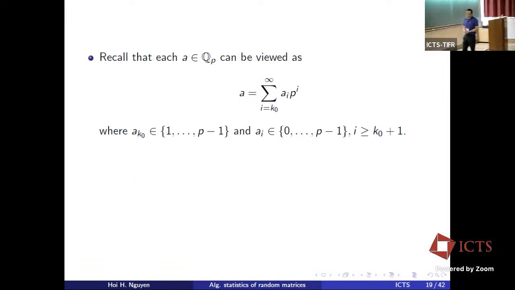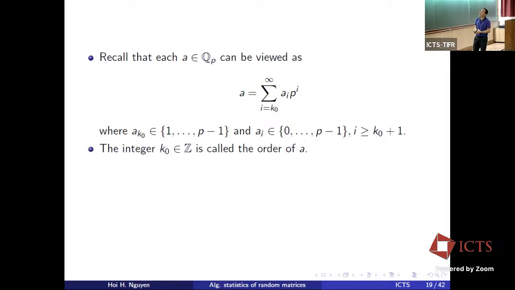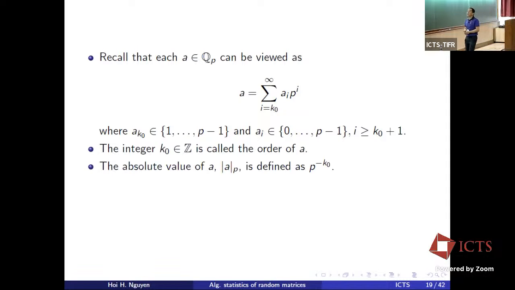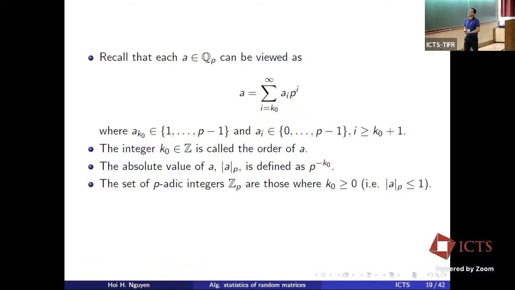Okay, so for the p-adic numbers, everything can be written as a power series in p, right? The coefficients are numbers from 0 to p minus 1, except the first entry, where the coefficient is non-zero, so it is from 1 to p minus 1. So k0 is called the order of a, and k0 sometimes can be negative too. We define the p-adic absolute value of a as p to the minus k0. And the p-adic integers are those where k0 is at least 0, where the absolute value is at most 1.